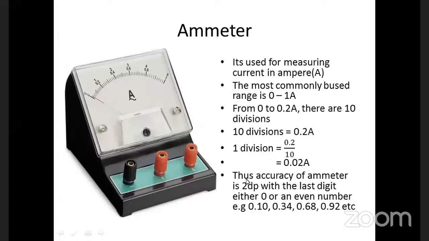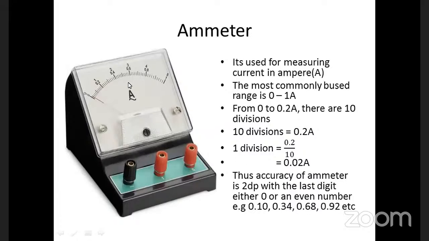Now I was just saying here, for this particular ammeter, the accuracy of the scale that runs from 0 to 1 is 2 decimal places. So you'll have the last digit in the decimal place either an even number or a 0. So as a result, you may get answers like 0.10, 0.30, 0.34, 0.68, 0.92.